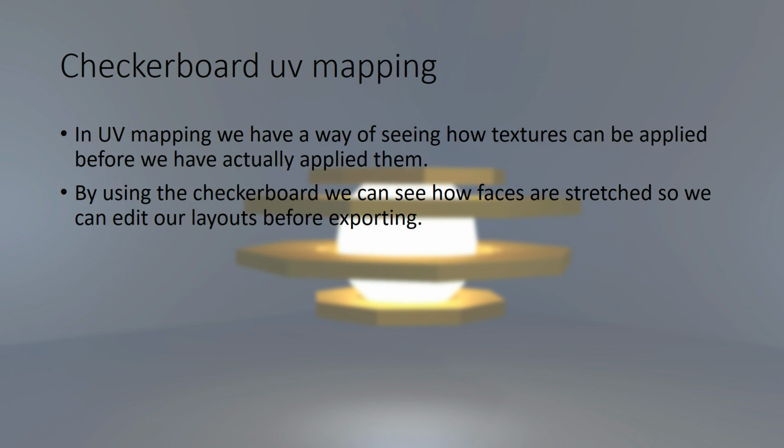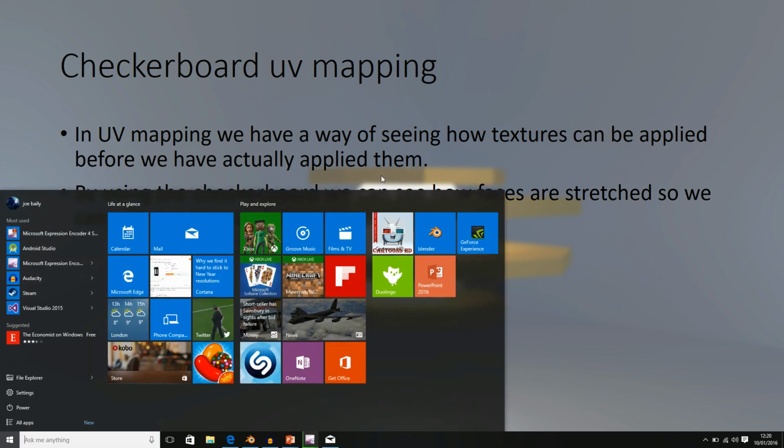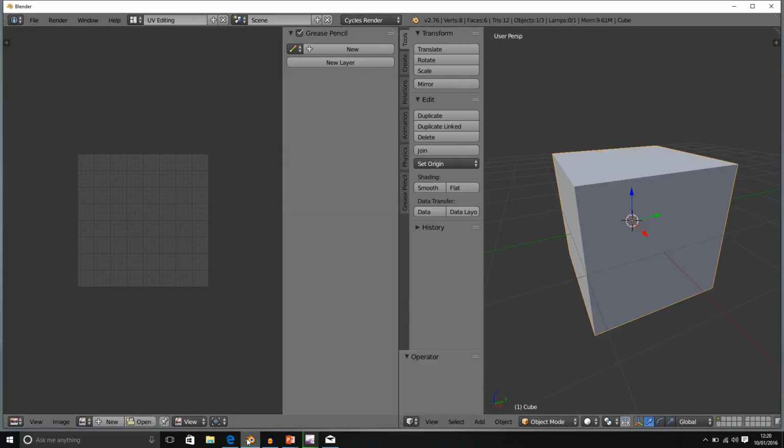In this lecture, we're going to be looking at checkerboard UV mapping. In UV mapping, we have a way of seeing how textures can be applied before we actually apply them. By using the checkerboard, we can see how faces are stretched so that we can then edit our layouts before exporting our objects. So, in Blender, I have my cube and I have my UV map.